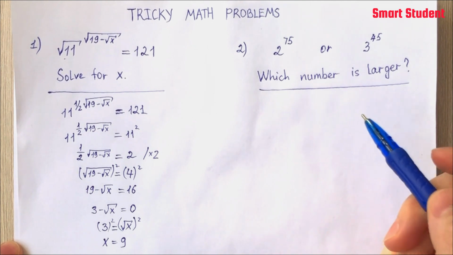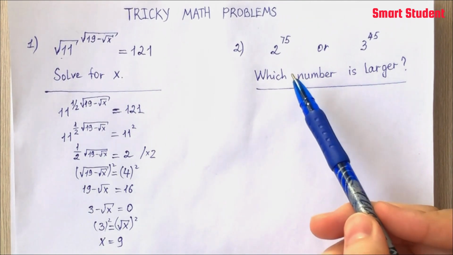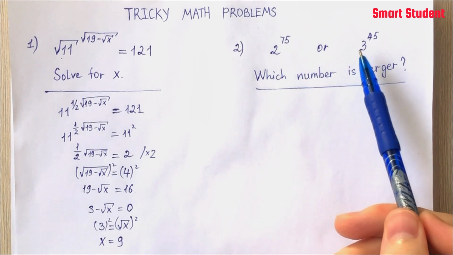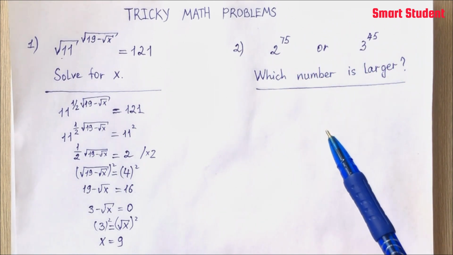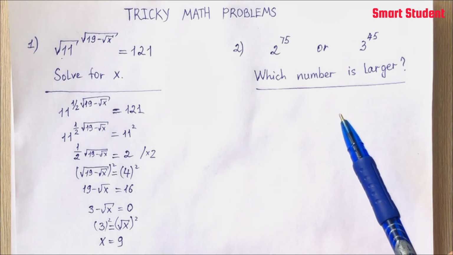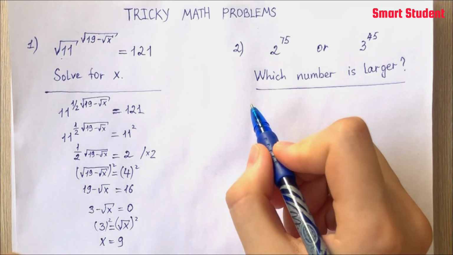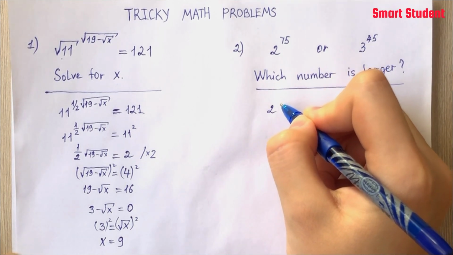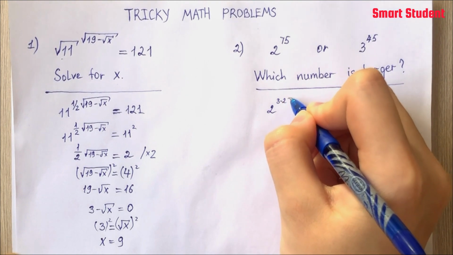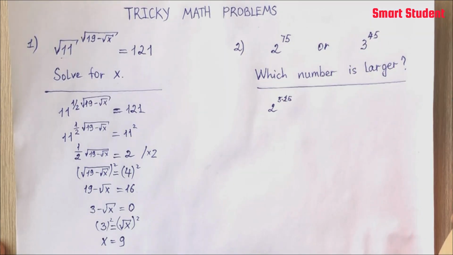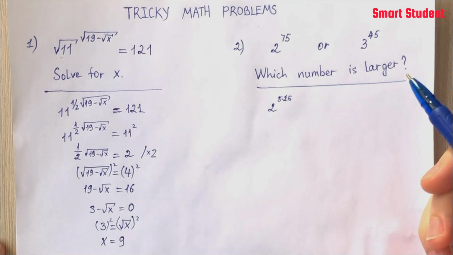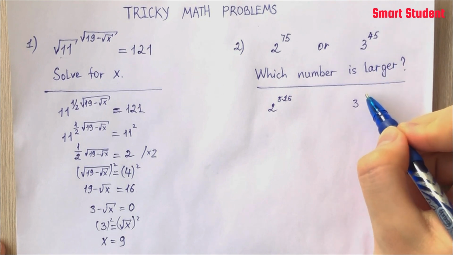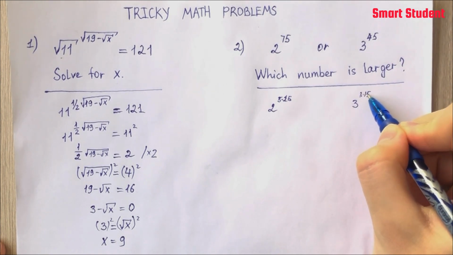Now let's move to the second task. Which number is larger? 2 to the power of 75 or 3 to the power of 45? So the first thing you want to do is to rewrite these two exponents. So let's do that down here. We have 2 to the power of 75, which is 2 to the power of 5 times 15. Okay, we could do the same thing for these three. So we have 3 to the power of 45 can be written as 3 times 15.